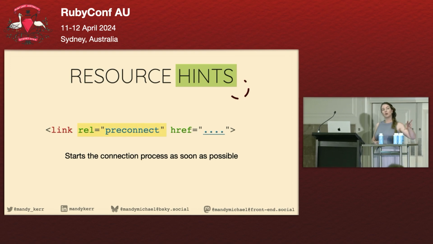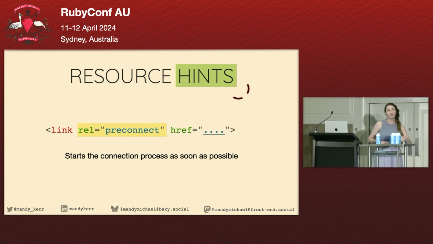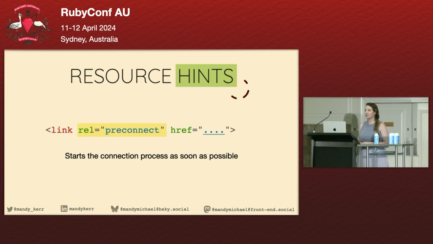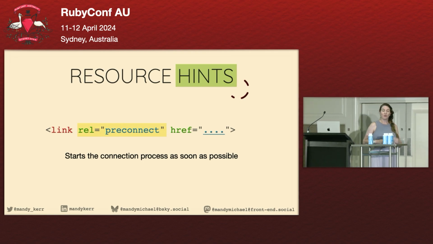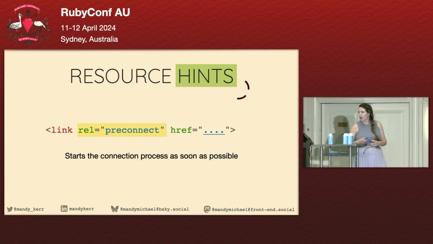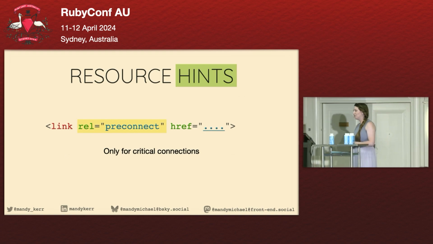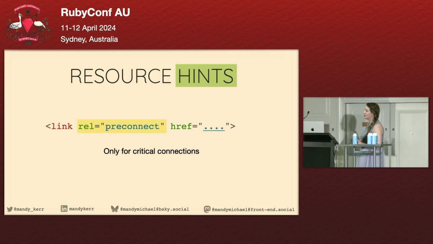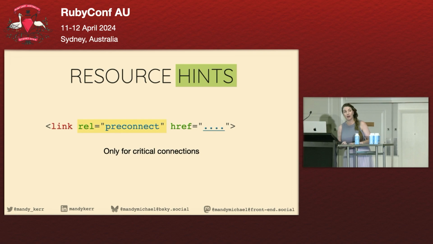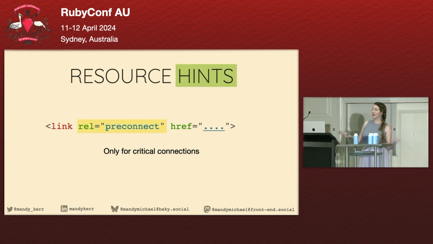So you can speed up load times by about 100 to 500 milliseconds by establishing early connections. Really handy for image CDN, streaming media. However, if you're making a lot of connections to third-party domains, pre-connecting to all of them is counterproductive. So it's best to pre-connect only on critical connections.